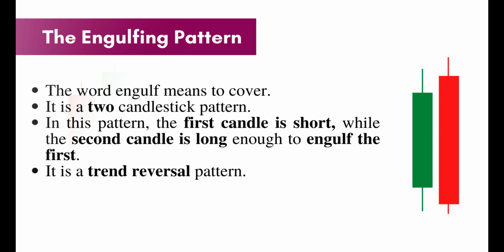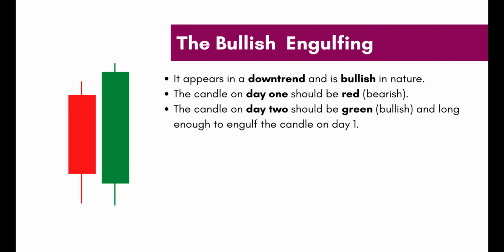Let us start by discussing the bullish engulfing. It is a bullish pattern which appears in a downtrend. In this pattern, the candle on day 1 should be red in order to confirm the downtrend or bearishness in the market, while the second candle on day 2 should be green and long enough to engulf the candle on day 1. The logic behind the bullish engulfing is that the prices were moving down in a downtrend and making new lows. This is confirmed by the red candle on day 1.